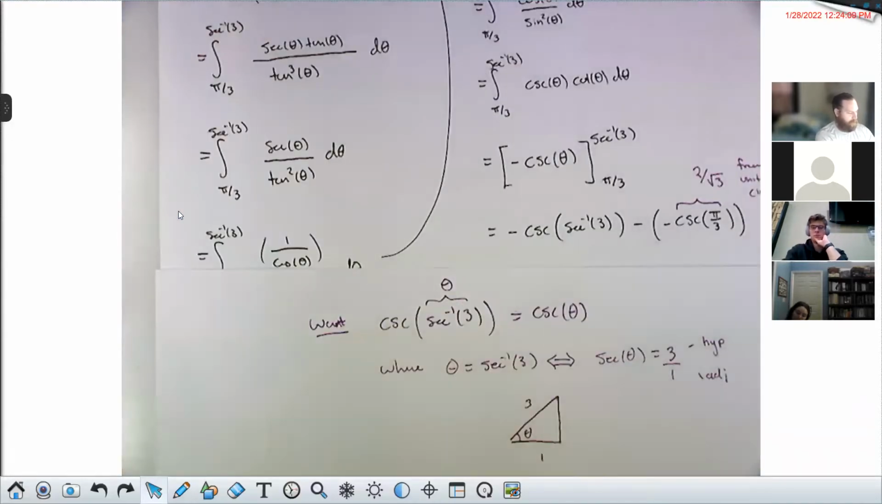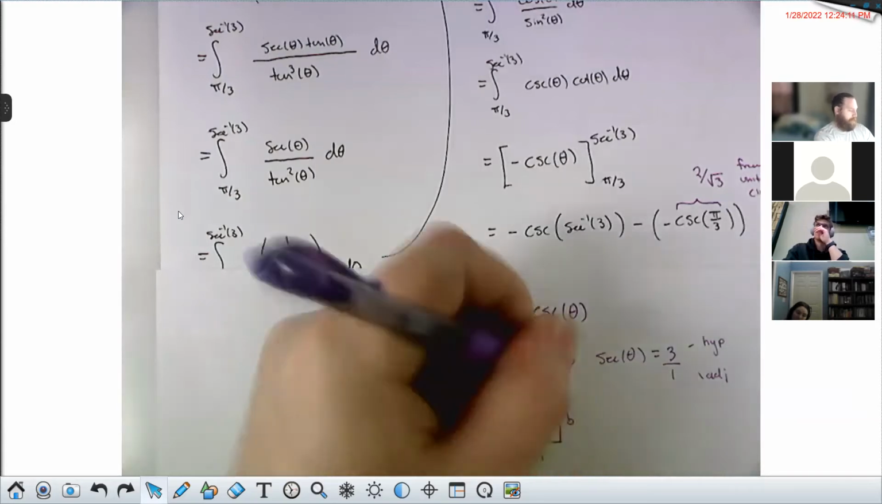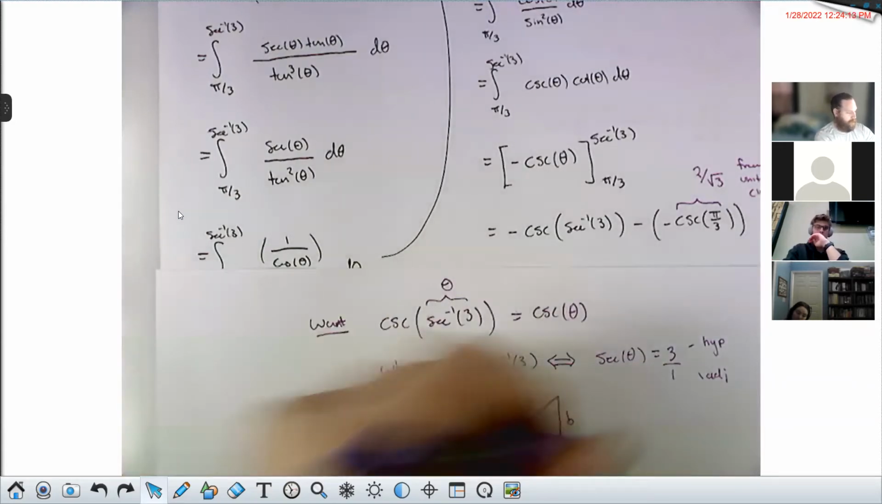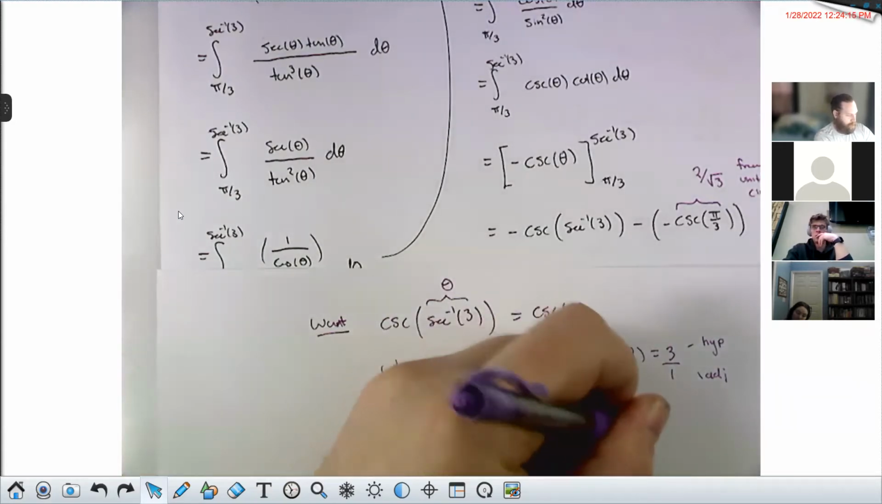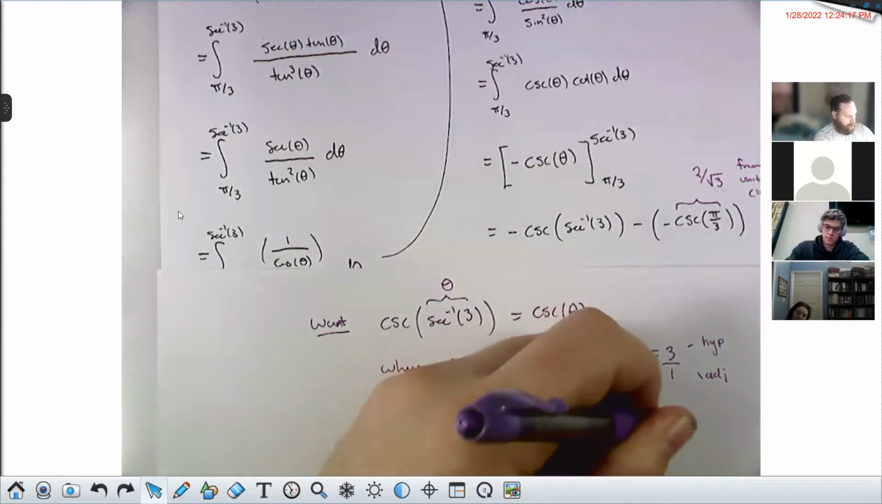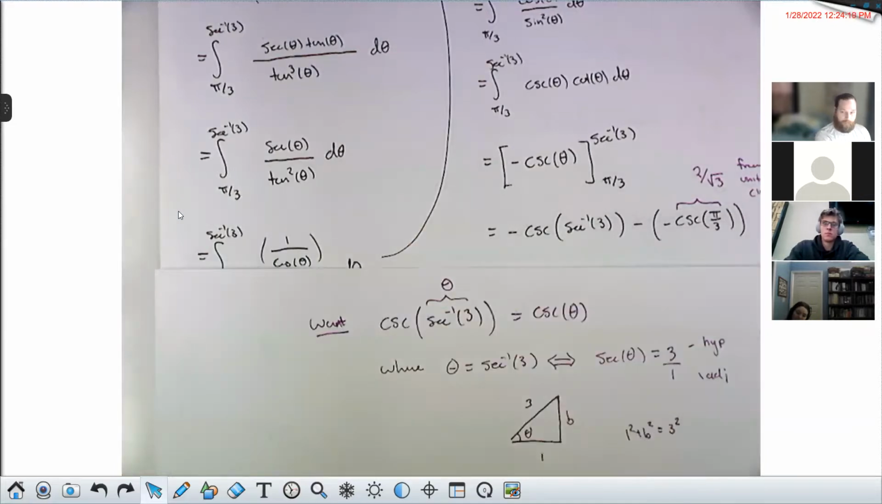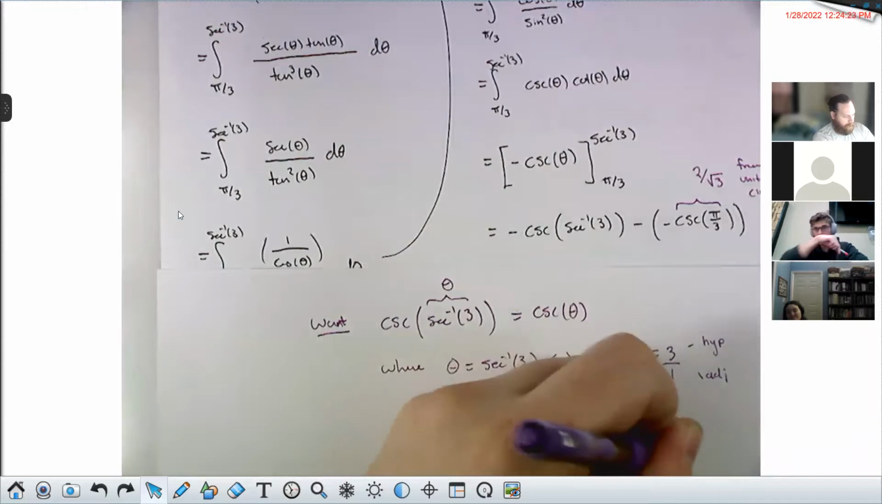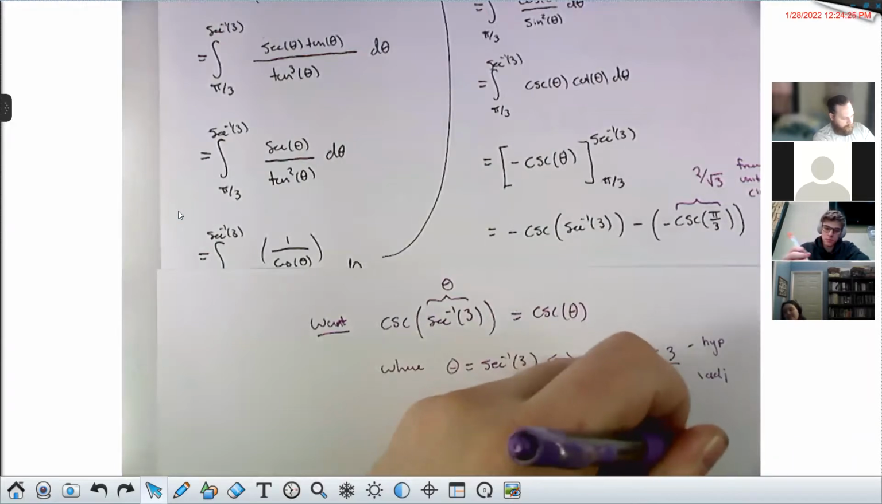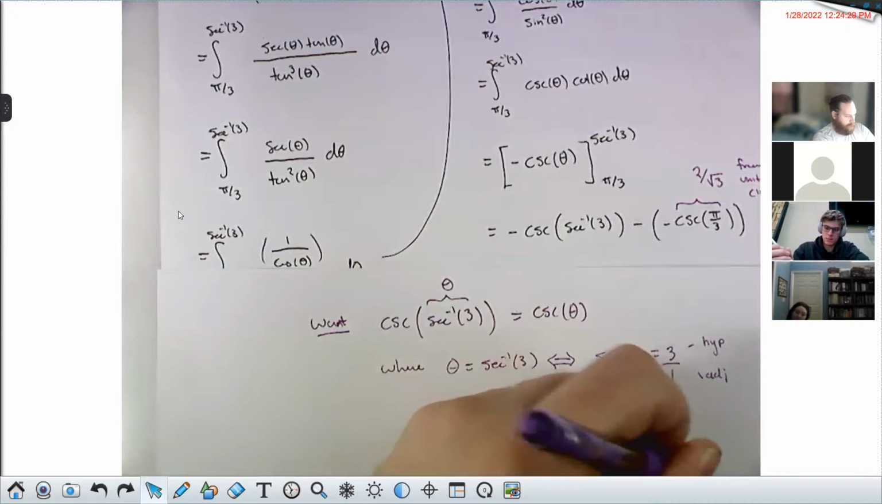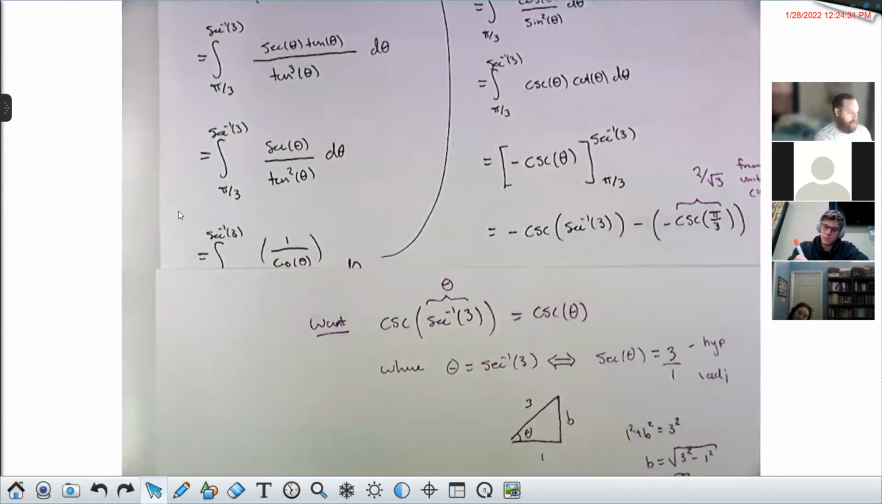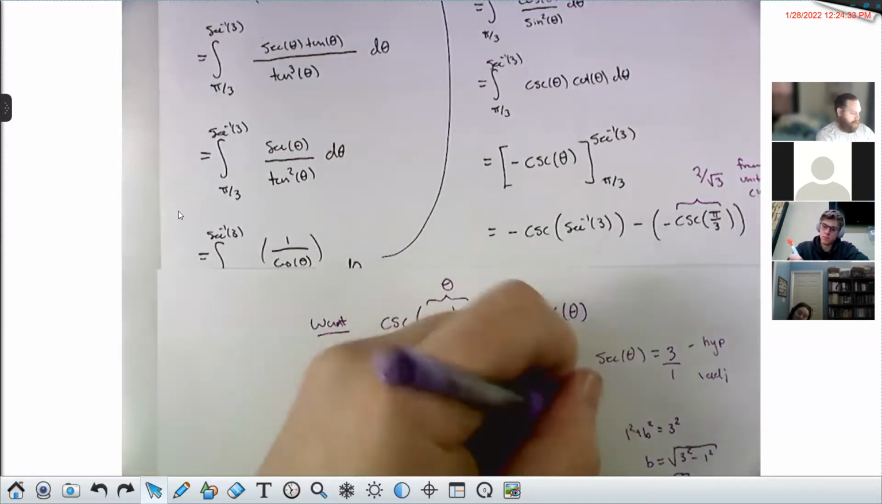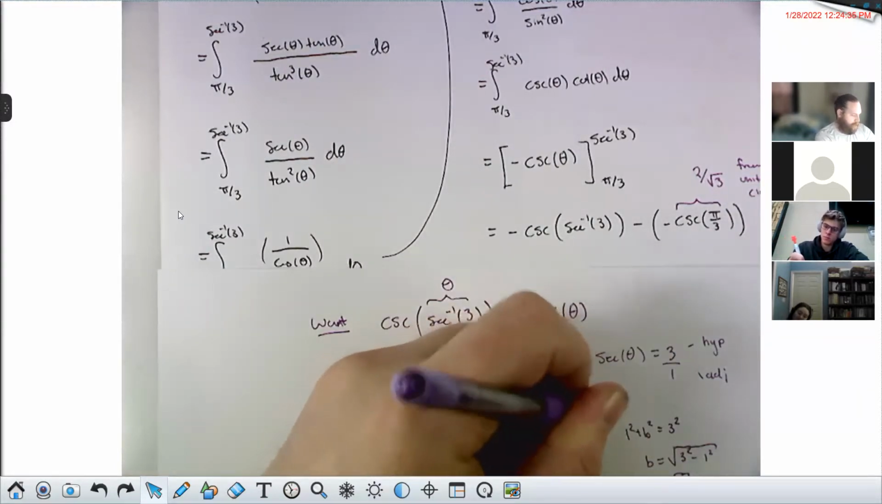This side right here, we'll call it B. We know that 1 squared plus B squared equals 3 squared. A squared plus B squared equals C squared, which means that B is the square root of 3 squared minus 1 squared, or the square root of 9 minus 1, the square root of 8, right? So this side length right here is the square root of 8.